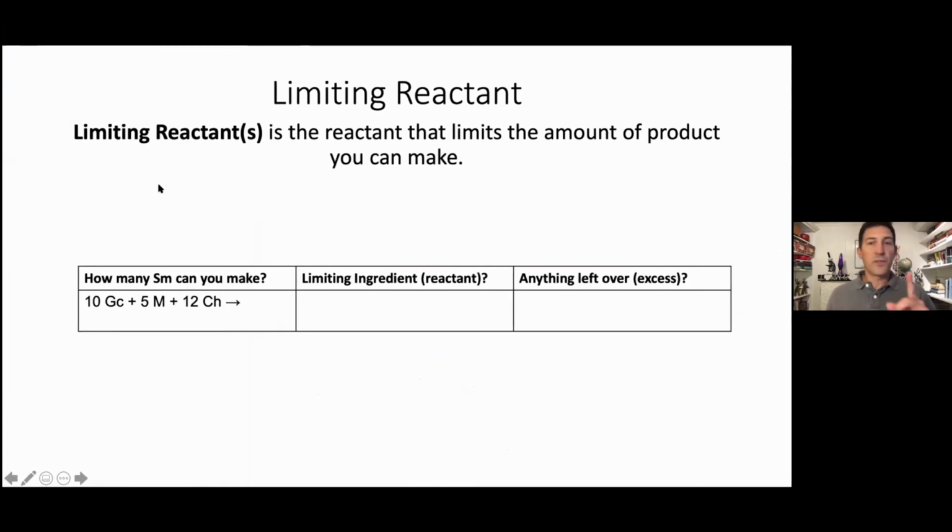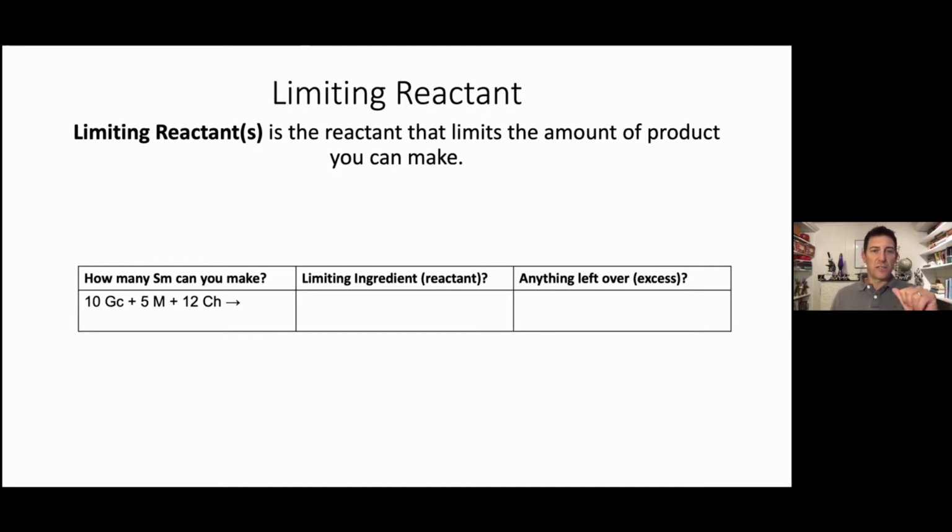A couple other things that you need to understand with this. It's limiting reactant and excess reactant. Let's start with limiting reactant. Limiting reactant is important. It's the reactant that allows you to make a certain amount of stuff. In our last example, that was our chocolate pieces, because that's what we started with.